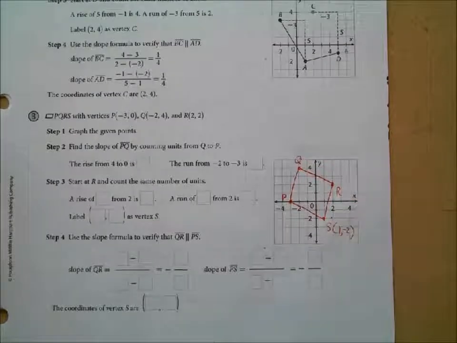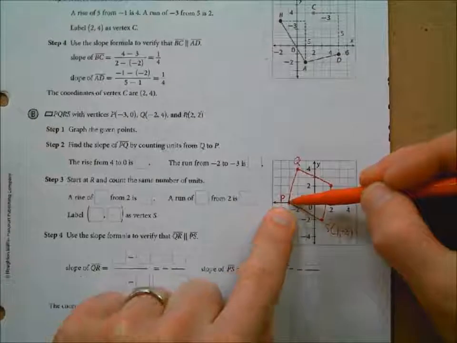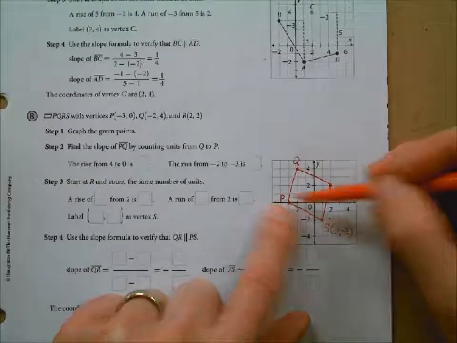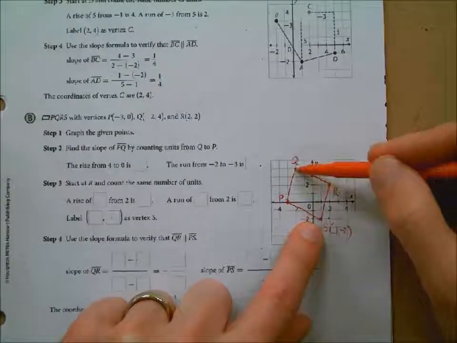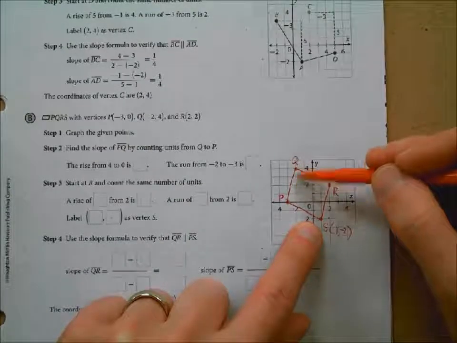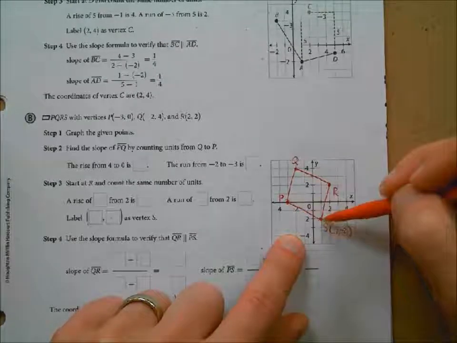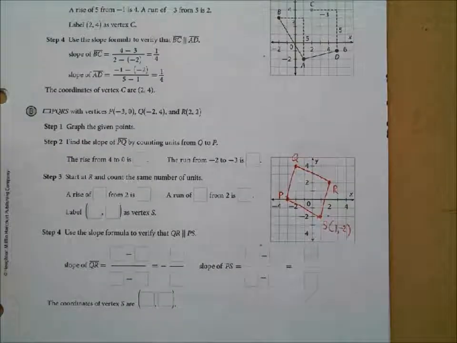We did not have to count from R, though. We could have counted from P. If we chose to count from P, P to S would be parallel to QR here. And so again, you want to count down 4, right 1. So from P to S would also be down 4, right 1, and that would get us to our point S there. There it is.